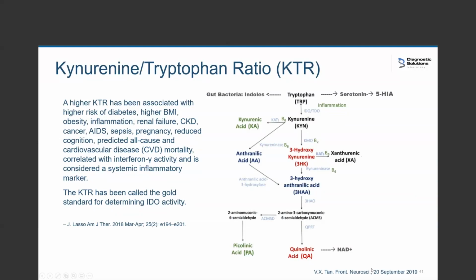This also is a great article by Tan. It is actually on ALS, but they do a really good talk about the kynurenine tryptophan processes. So the ones that are in red are actually considered neurotoxic. The ones in green are neuroprotective. The ones in blue are both.